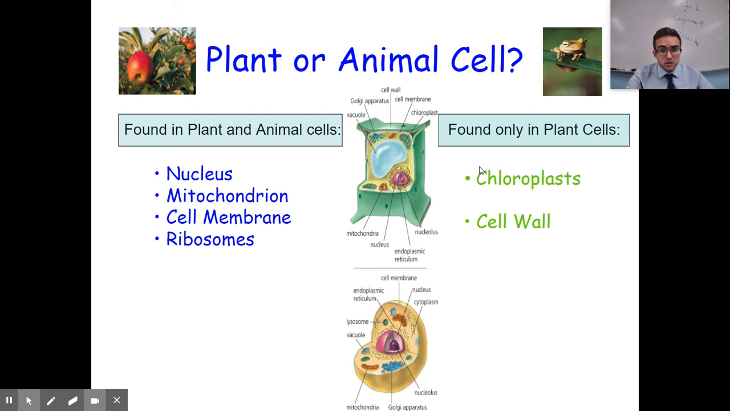Just to clarify some things. In plant and animal cells, in both of them, we find a nucleus, mitochondria, cell membrane, and ribosomes. Students seem to think that instead of a mitochondria, there's a chloroplast, and instead of a cell membrane, there's a cell wall. That's not true. Plants also have mitochondria, and they also have a cell membrane. Plants just also have chloroplasts and a cell wall. So make sure you distinguish that.